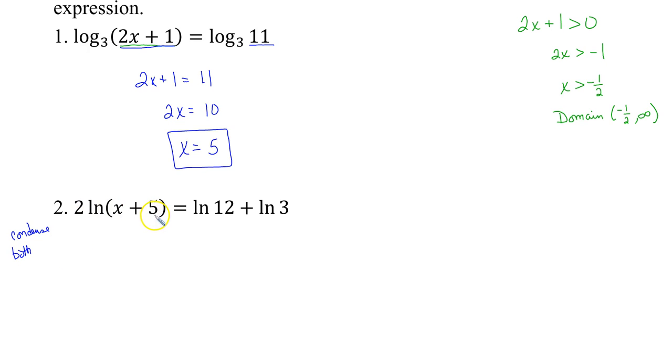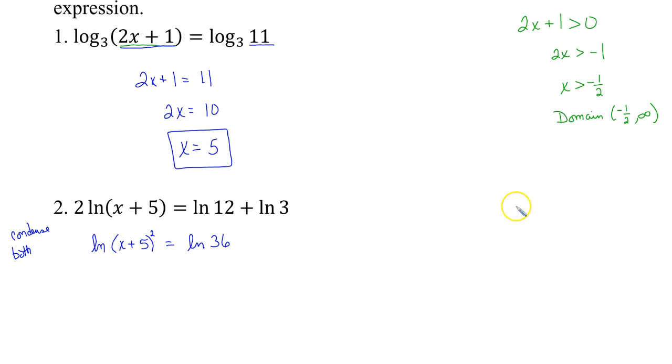So we condense the first side by taking the coefficient and making it an exponent. So the left-hand side becomes the natural log of x plus 5 raised to the second power. The right-hand side will use the product rule, which says that if I have the sum of two logarithms, I can multiply these two numbers. So on the right-hand side, 12 times 3 is 36, so we get the natural log of 36.